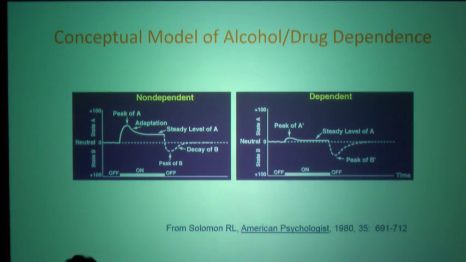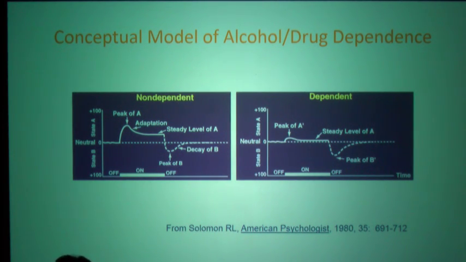Well, so what does that actually mean, and how does that help explain why Arthur is doing what he's doing? This is a conceptual model from a psychologist, Richard Solomon, to help you understand it a little bit better. Let me back up a sec. What Richard Solomon talks about is this idea of the opponent process, that you have an A process that makes you feel good, and you have a B process that makes you feel bad.